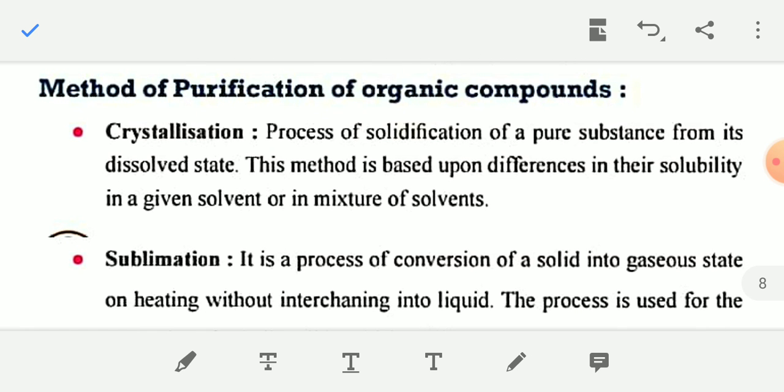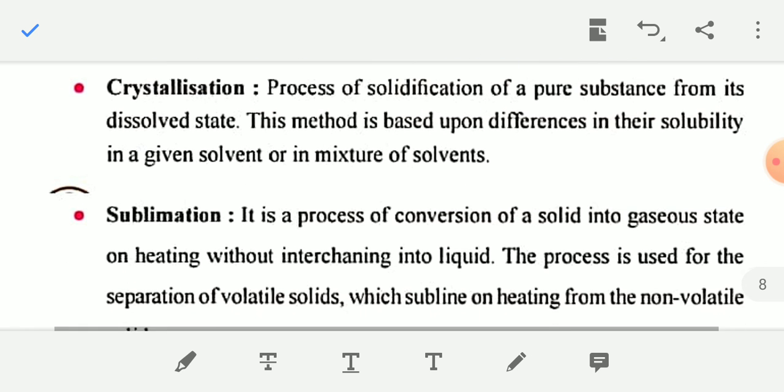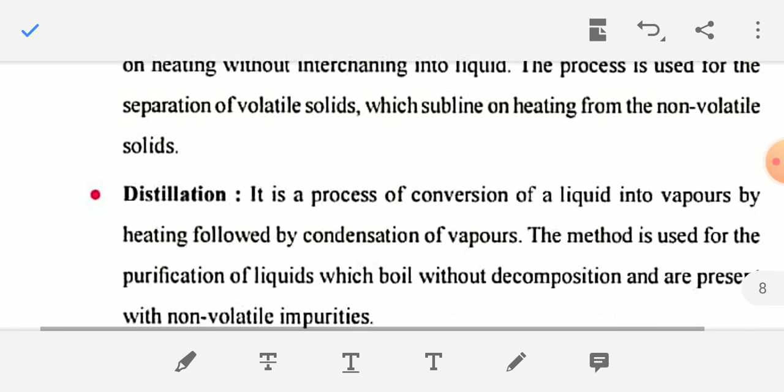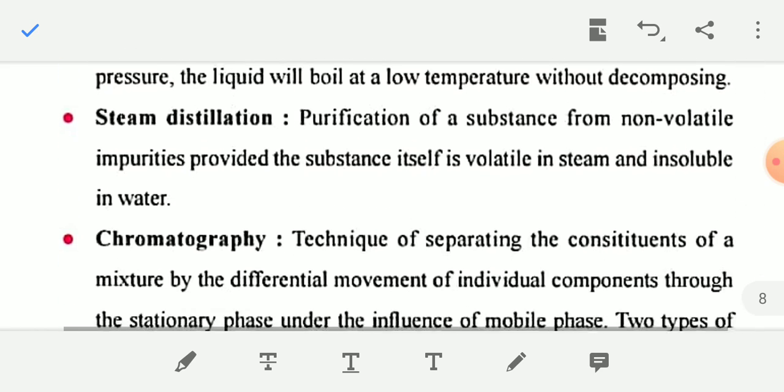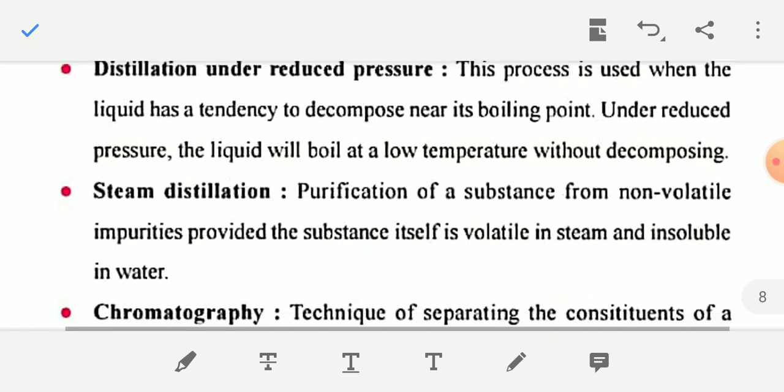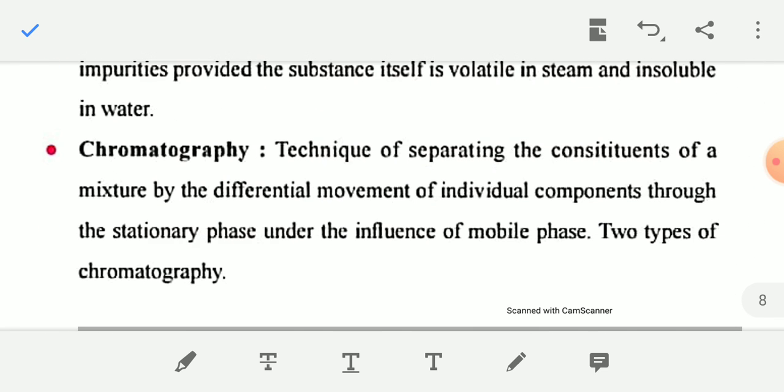And methods of purification of organic compounds: there are different methods, crystallization, sublimation, distillation. Just read thoroughly. Fractional distillation and chromatography are modern techniques for isolation or separation of compounds.